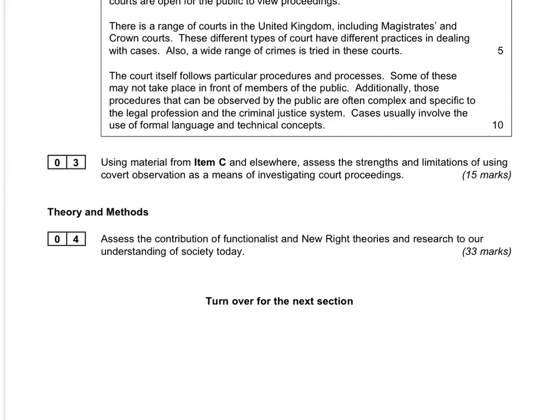Finally, you've got 40 minutes on your theory and methods questions. You need to read the question: assess the contribution of functionalist and new right theories and research to our understanding of society today. This is clearly a theory question. So you need to use the MOT, the method, other synoptic links, and theoretical history structure. One of the things I'd just highlight here is it has to be about society today. So you need to link back all your points as to whether these are relevant theories for society today.